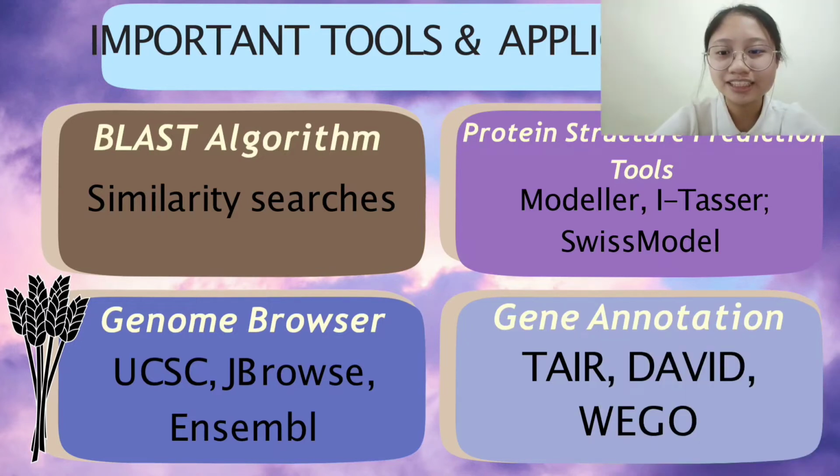For gene annotations, the Arabidopsis Information Resource (TAIR) maintains a database of genetic and molecular biological data for the model higher plant Arabidopsis thaliana. Secondly, the Database for Annotation, Visualization, and Integrated Discovery, DAVID, provides a comprehensive set of functional annotation tools for investigators to understand the biological meaning behind large lists of genes. Next, Web Gene Ontology Annotation Plot, WEGO, is a simple but useful tool for visualizing, comparing, and plotting gene ontology annotation results.